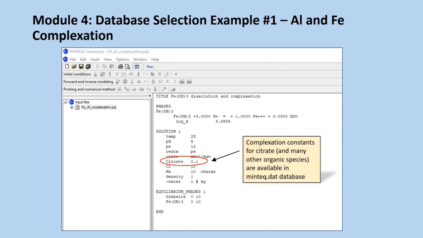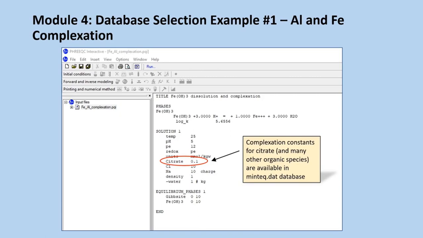The first example is an illustration of how some of the complexation data featured in the Mintec database can provide insights that other databases cannot for certain special problems. Here we have a simple sodium chloride water that is initially in equilibrium with aluminum hydroxide and iron hydroxide. We're going to add citrate to it. Citrate can strongly complex with a variety of metals, including iron and aluminum.